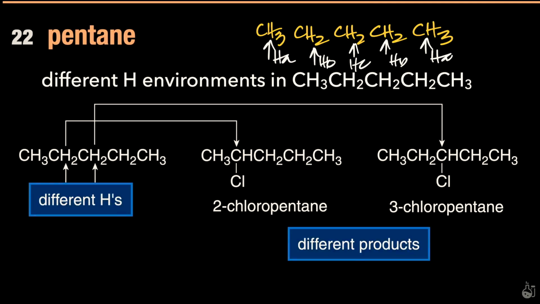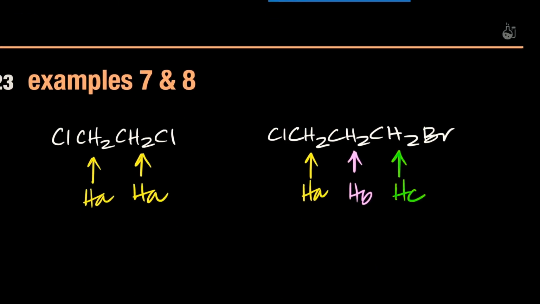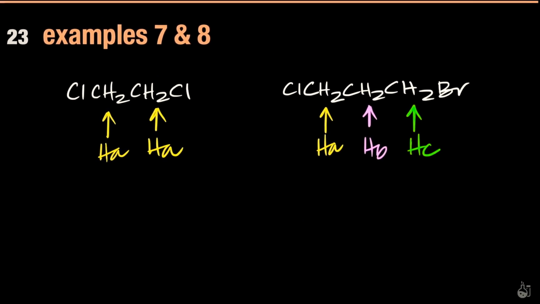Then let's scroll down to some other examples. So here we see some more examples. This is 1,2-dichloroethane. Now the molecule is symmetrical. That tells me straight up that these two are the same. This molecule is not symmetrical because of the Cl and a Br here. That makes it not the same.